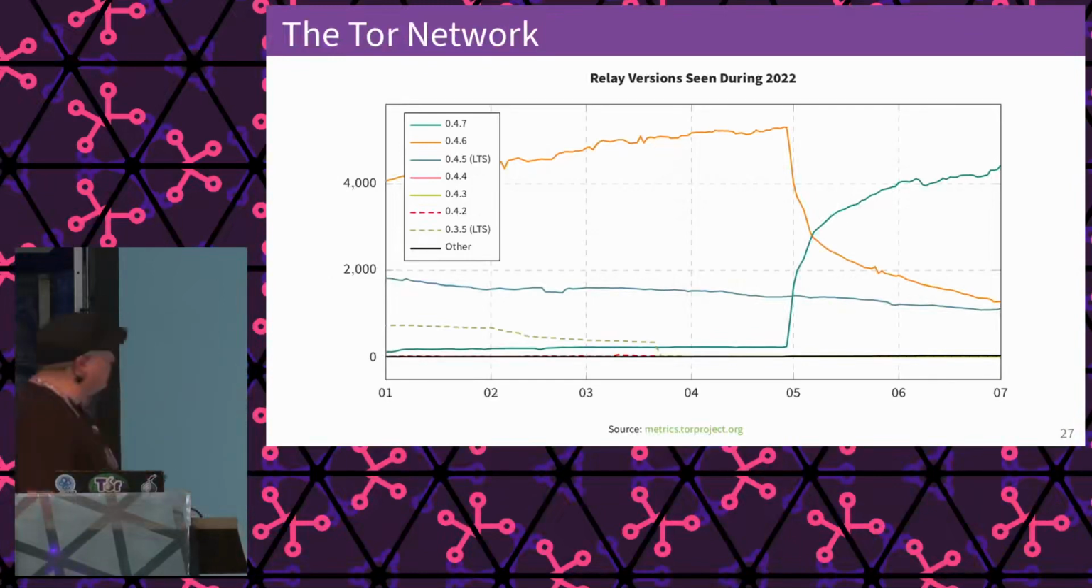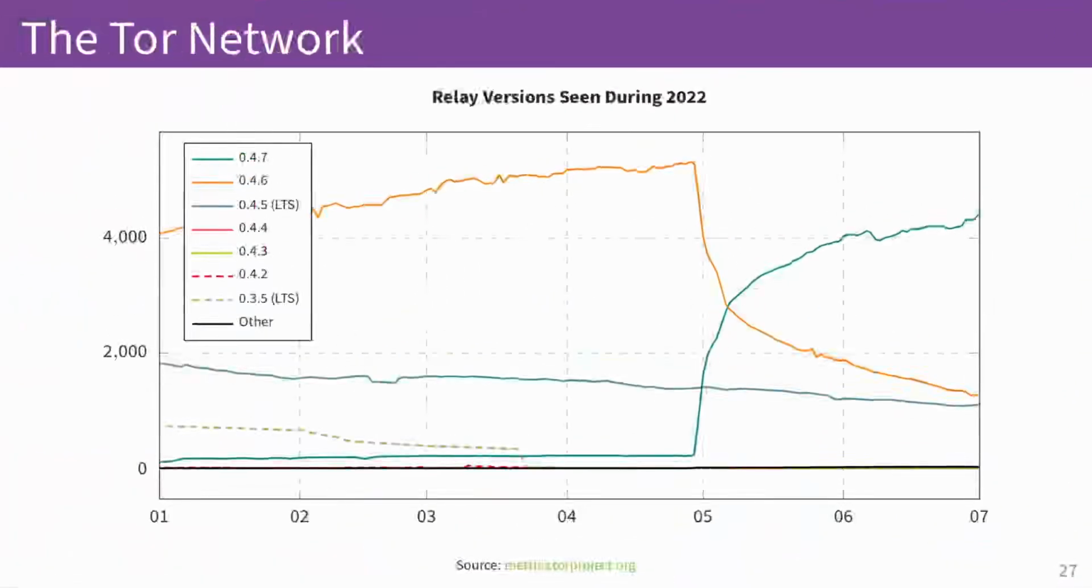This is a very beautiful plot. It shows the versions that are currently active in the Tor network. Two versions are a little bit special. The 0.45 is an LTS version. I believe that is the one packed in Debian stable today. And 0.35 was the older LTS version, which is now completely gone.